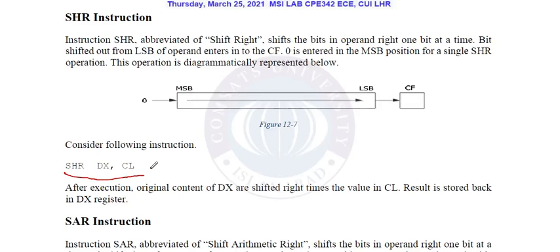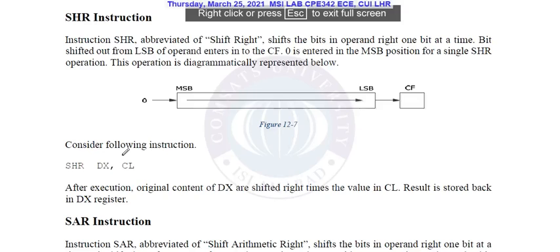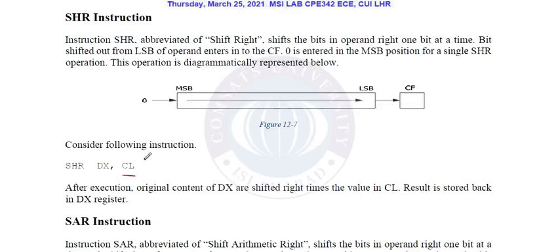For example, here you can see that there is an example given in which SHR DX, CL is written. So basically this shifting right will be done on the DX register, and it will be repeated CL times. Basically whatever value is stored in CL, that shifting process will be repeated that many times, as per the value present in CL.